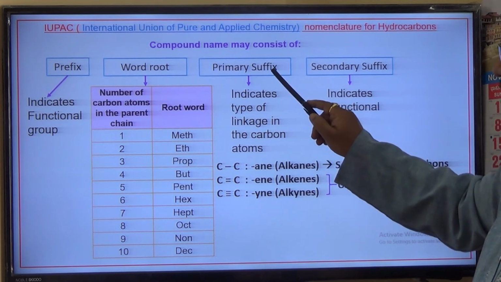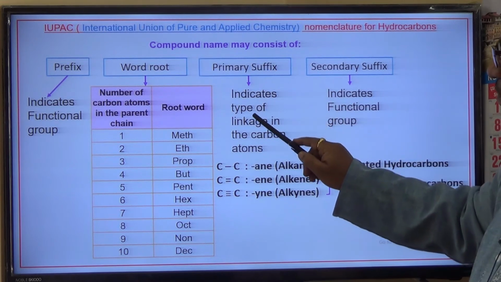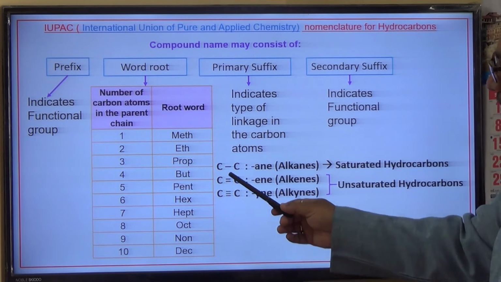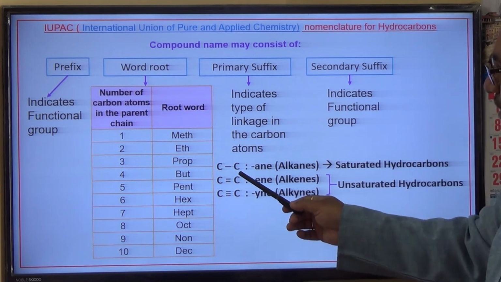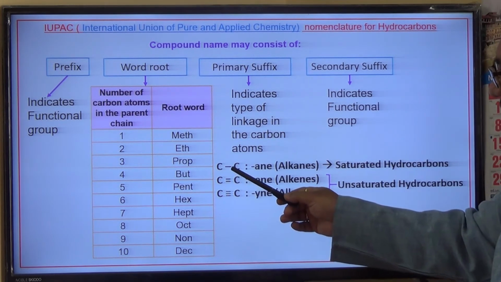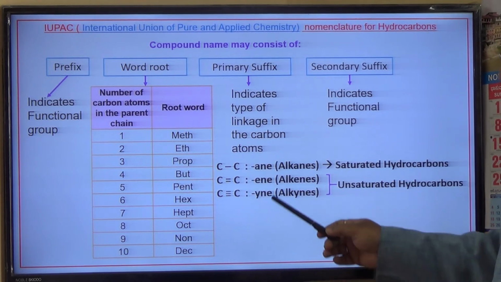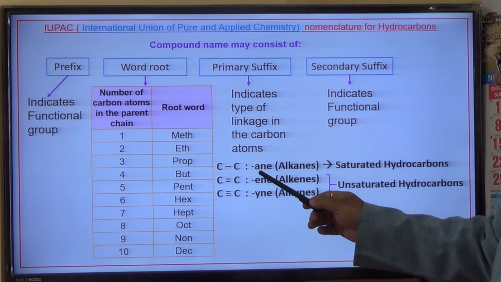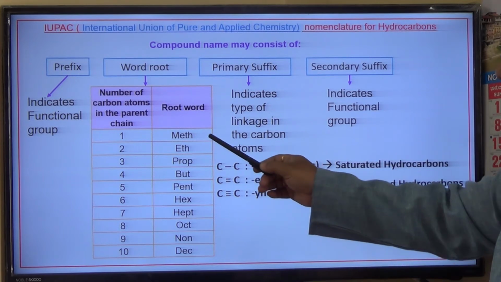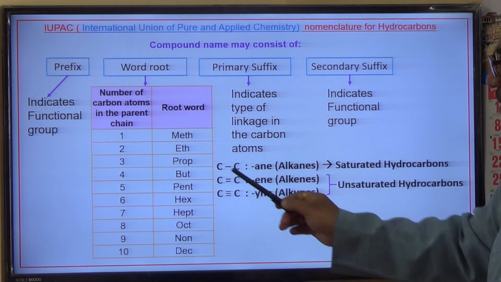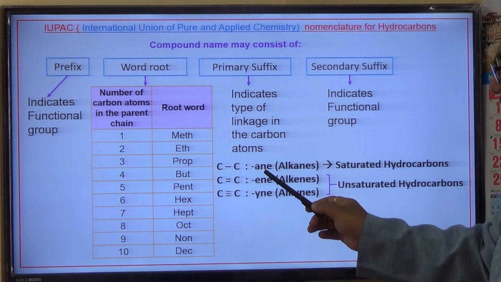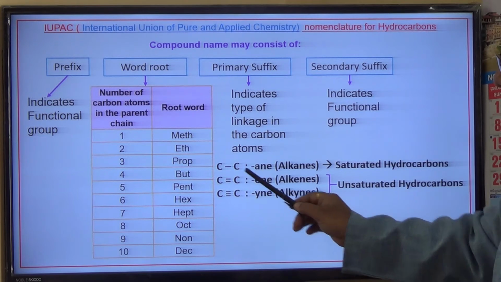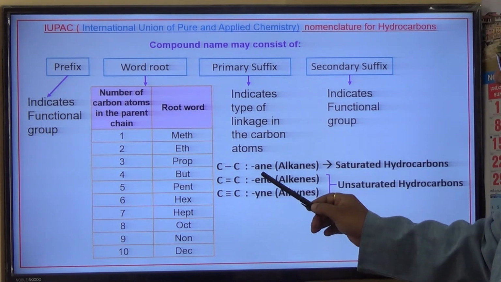Primary suffix refers to the type of linkage between the carbon atoms. If between two carbon atoms there is a single bond, in that case we use the primary suffix ane after the root word. Meth, ane, methane. Eth, ane, ethane. Prop, ane, propane.